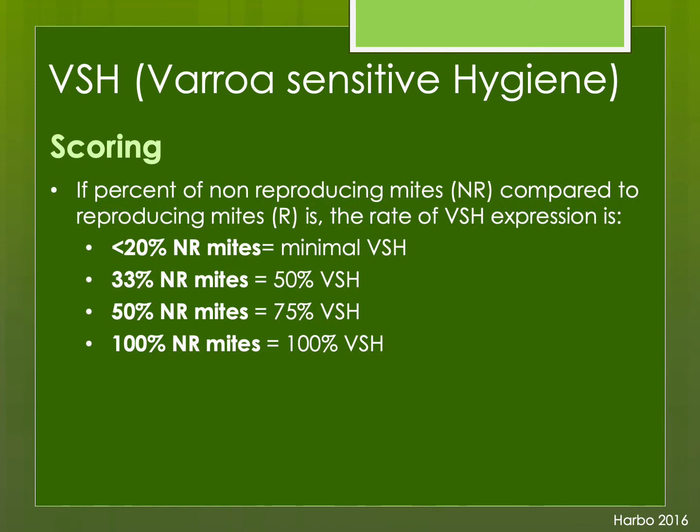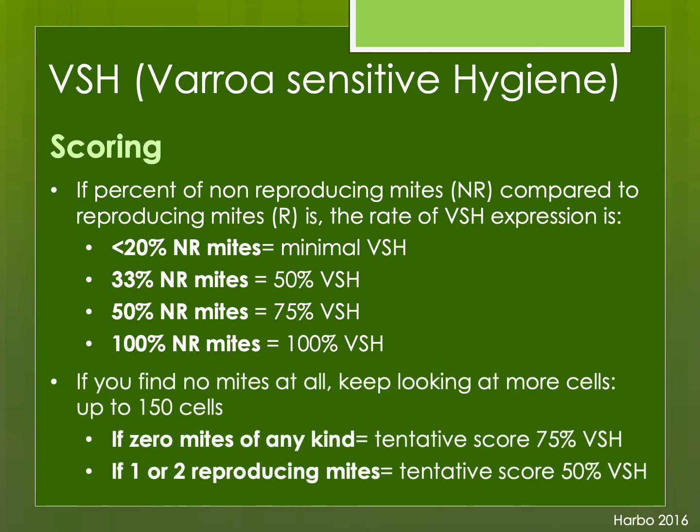You score this behavior as follows: if the percent of non-reproducing mites compared to reproducing mites is a certain value, then the rate of VSH expression is this. So if less than a third of the total mites that are seen are non-reproducing, you have minimal VSH expression. If it's 33%, then it's 50% VSH. If half of the mites that are present are non-reproducing, then it's 75% VSH expression. And then if it's 100% of them non-reproducing, so there's not any of them reproducing at all, then that would be considered 100% VSH behavior.